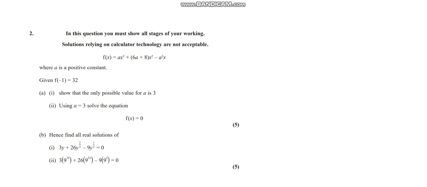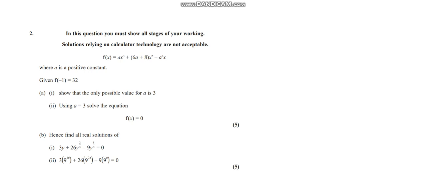Today I'm going to be solving the second question from the International Advanced Level Pure Mathematics P1 of the new module, which was set earlier in June 2021. In this question, you must show all stages of your working. Solutions relying on calculator technology are not acceptable. As they said that we solely can't depend on the calculator itself, we have to show some working here.